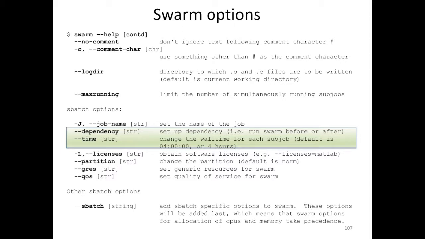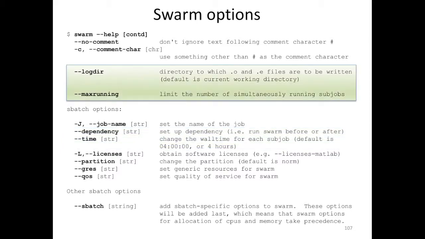--time, which specifies the wall time for each subjob. By default, that's 4 hours, but you can set it to be more or less as you need. --logdir specifies the directory to which the swarm .o and .e files are written. By default, they turn up in the directory from which you're submitting the jobs.